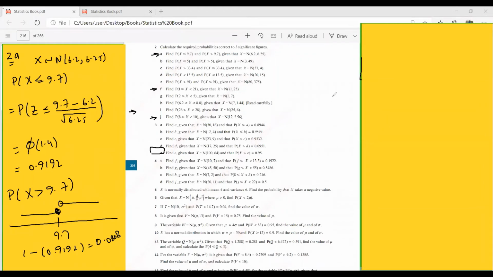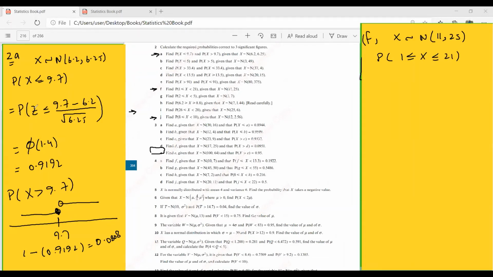Similarly, I'll be doing this F part. It says you have X normally distributed with the mean 11 and the variance 25, and we have to find the probability that X is between 1 and 21.